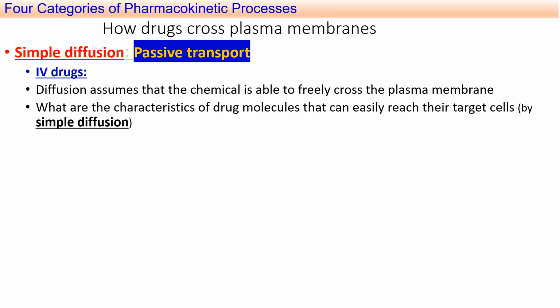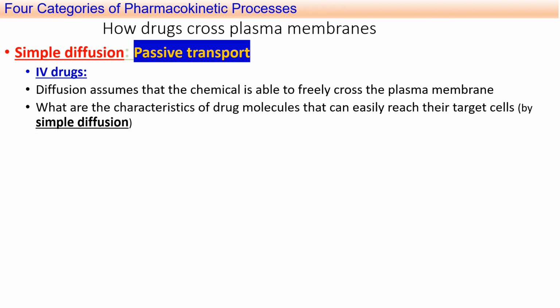IV drugs, for example, will move from an area of higher concentration, which is in the blood, to an area of lower concentration in the tissues. The diffusion assumes that the chemical is able to freely cross the membrane, which is a lipid-rich membrane. The drug, as a chemical, is going to freely cross that plasma membrane, which is considered to be a lipid-rich membrane.